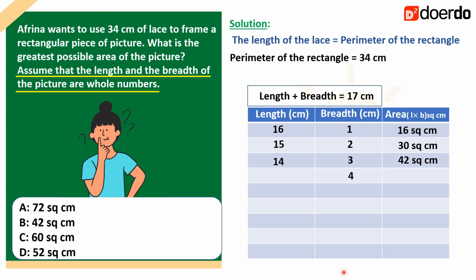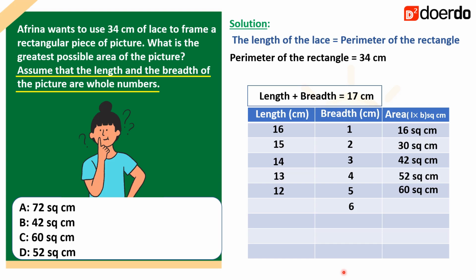We consider the breadth as 4 centimeters. Then length would be 17 minus 4, that is 13 centimeters. The area is length into breadth, which is 13 into 4, which equals 52 square centimeters. Next, we take breadth as 5 centimeters. Then the length would be 17 minus 5, which is 12 centimeters. The area is 12 into 5, which is equal to 60 square centimeters.